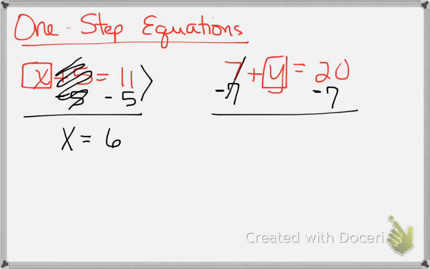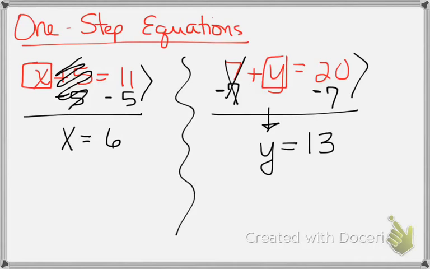A lot of kids like to cross them out. That's up to you. But I'm going to bring down the letter y, bring down the equal sign, and over here is your algebra. 20 and negative 7, or 20 minus 7, is 13. Another example of one-step equations. Within one step, you were done. Number 3. Okay. C minus 4 equals negative 22.